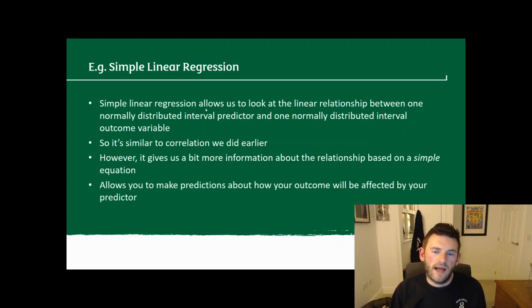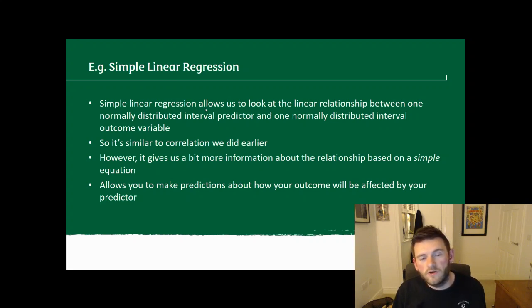So let's look at just one of the examples to give you a bit of a flavour of what we mean, and we're going to look at the simple linear regression. Now, the regression models and linear regression models are essentially the foundation of some of the much more complex types of statistical models that you might come across and you might yourself do one day. A simple linear regression allows us to look at the linear relationship between one normally distributed interval predictor and one normally distributed interval outcome variable.